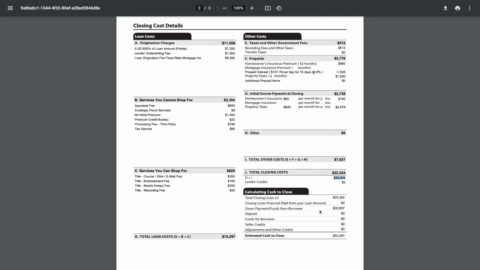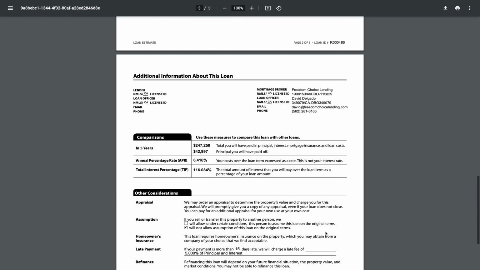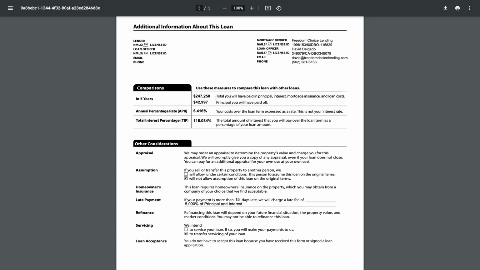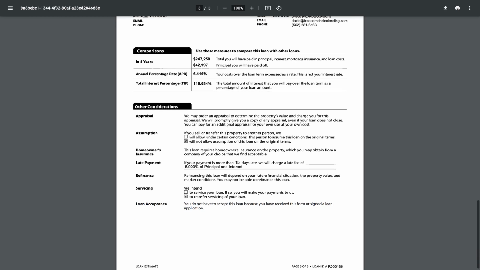And when you add up your down payment, or in this case, the down payment that I have selected here, you add up the closing costs plus your down payment, and that would be your total cash to close. On the next page, it reviews a 5-year comparison on the APR as well as the total interest percentages. So take a look at that on that page as well.